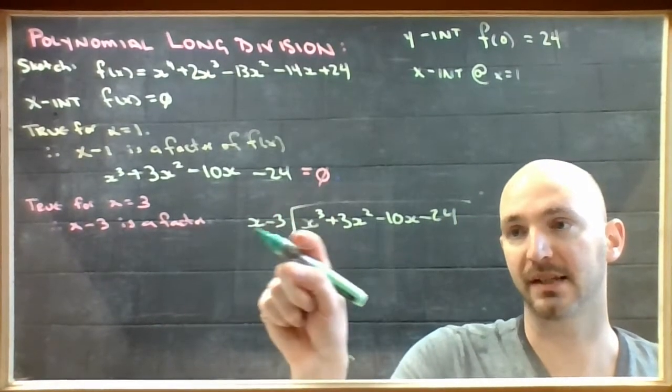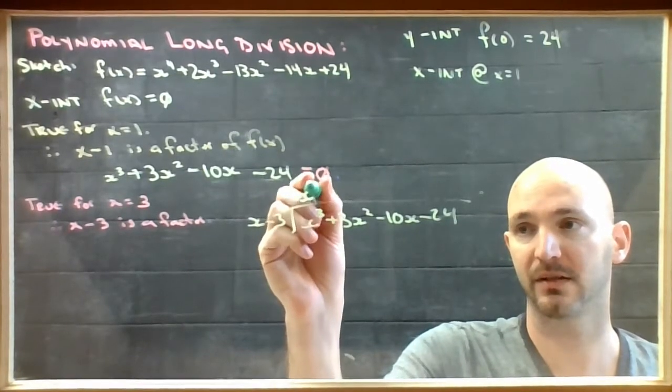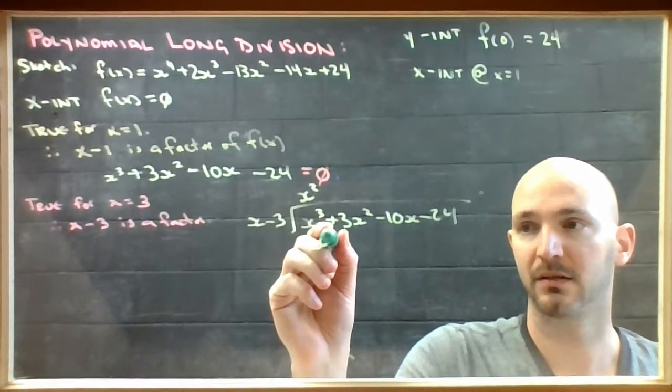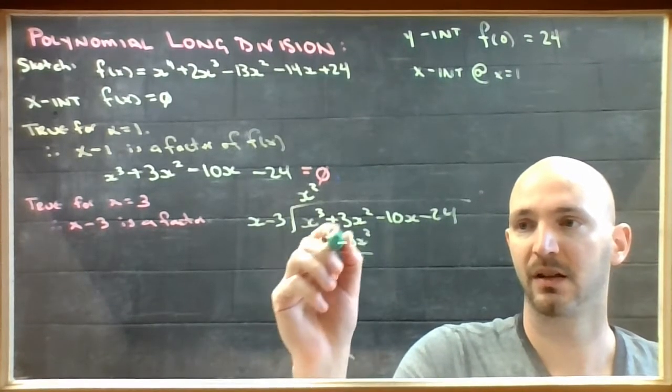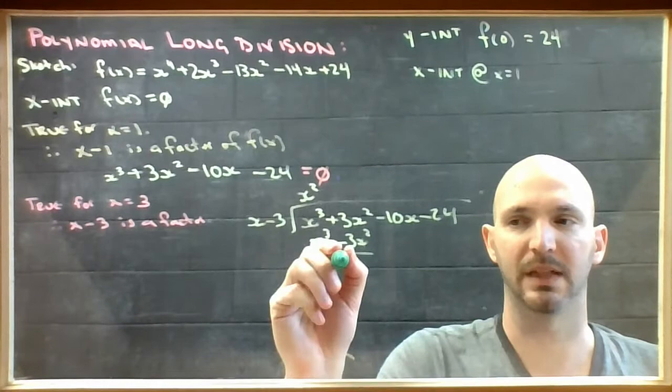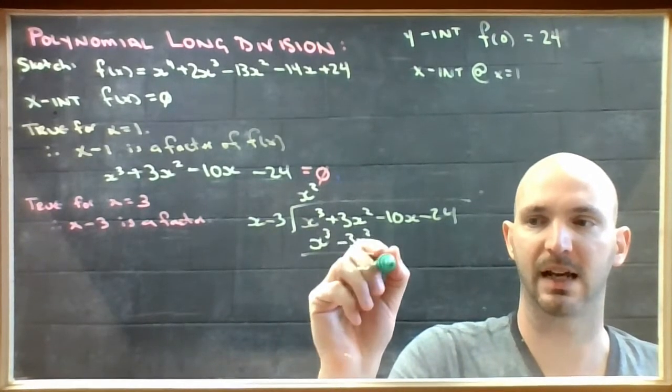So what times x is x cubed? Well, that's x squared. Minus 3 times that is minus 3x squared. 3 of them minus negative 3 of them is 6 of them. And I haven't dealt with this.